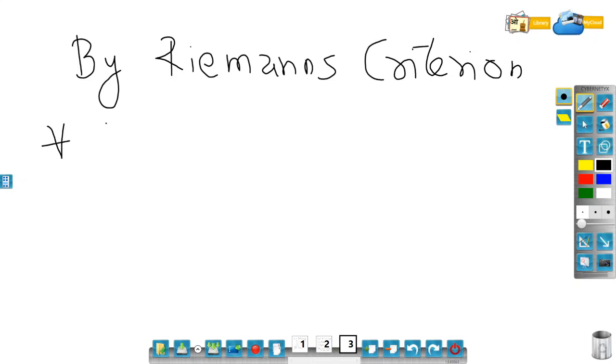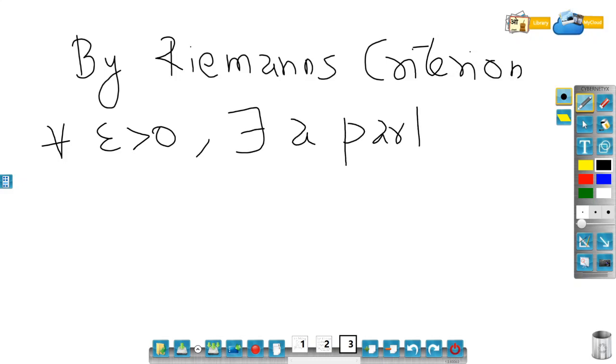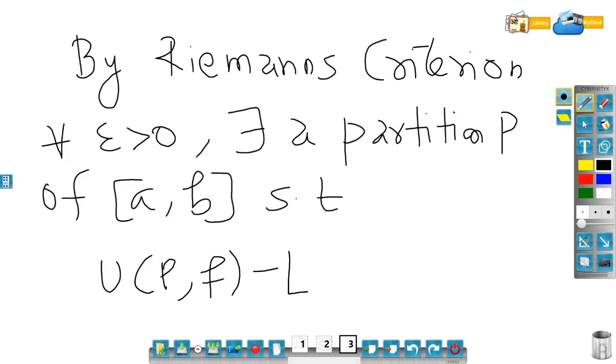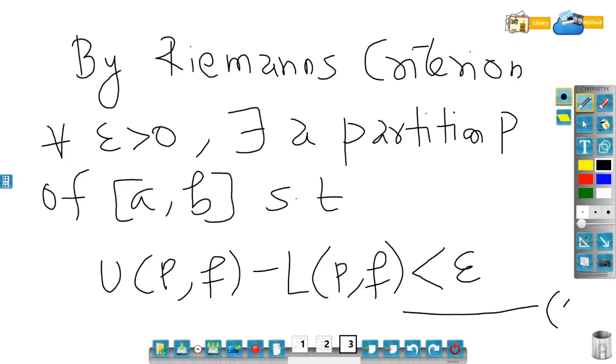for every epsilon greater than 0, there exists a partition P of the closed interval a comma b such that U(P, f) minus L(P, f) is less than epsilon. This is number 1.